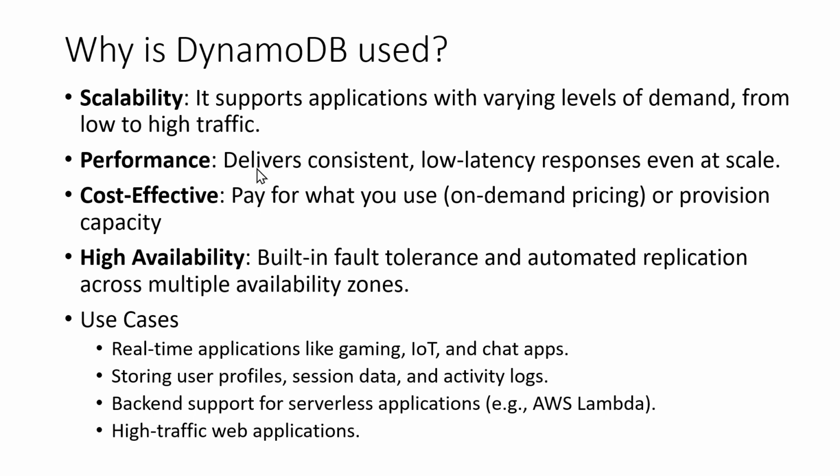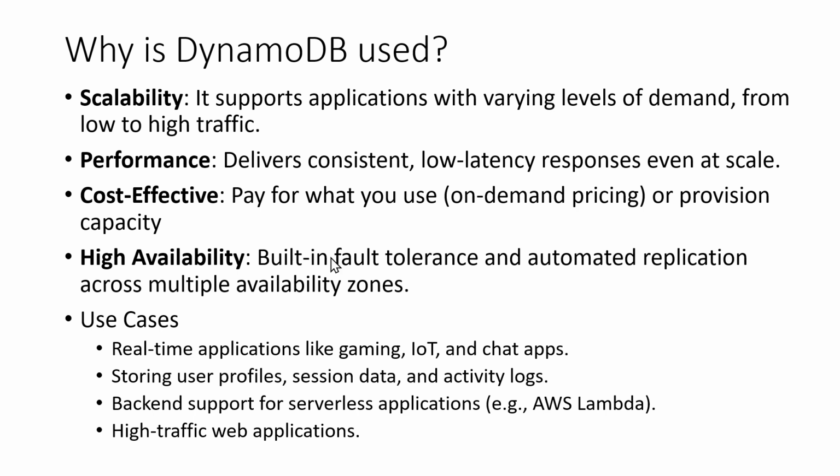Next is performance: deliver consistent data with low latency response even at scale. For example, as of now only 10 people are accessing the same data, and within an hour it gradually increases to 1000 people accessing the same data. In that case, the system should match all the incoming traffic and deliver consistently.